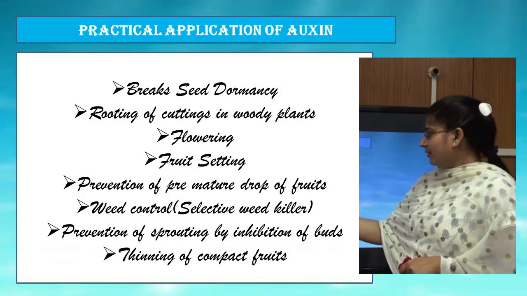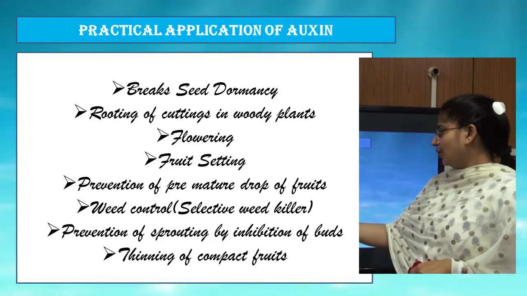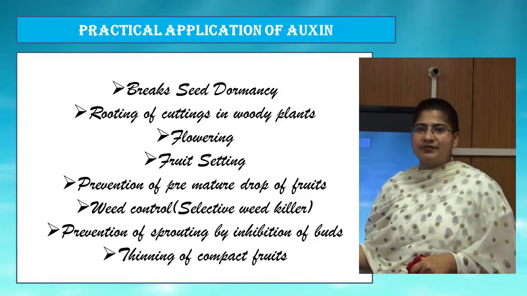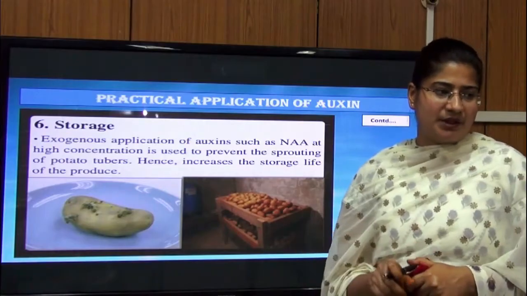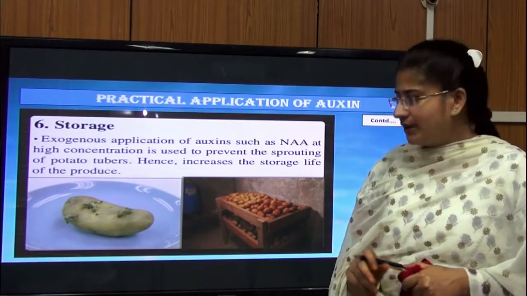Next is the flowering, fruit setting, prevention of premature drop of fruit, weed control, prevention of sprouting by inhibition of buds, and thinning of compact fruit. Here you can see the practical application of auxin in preventing the sprouting of potato tubers during storage.